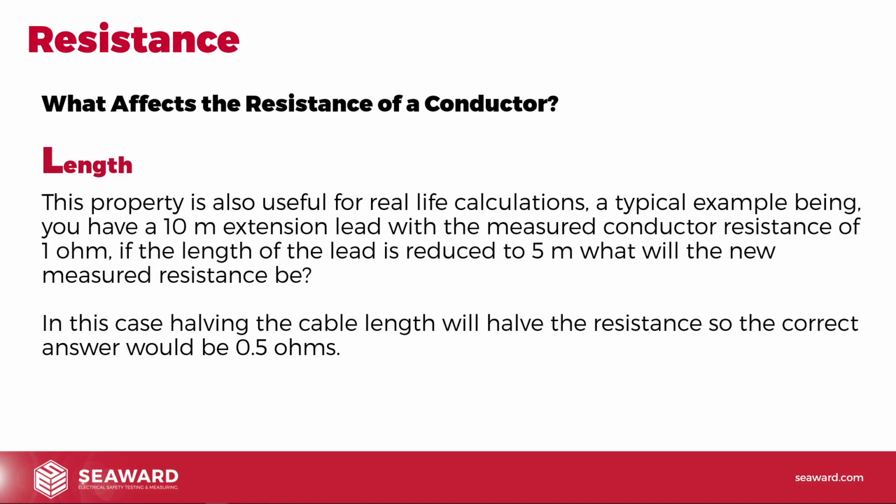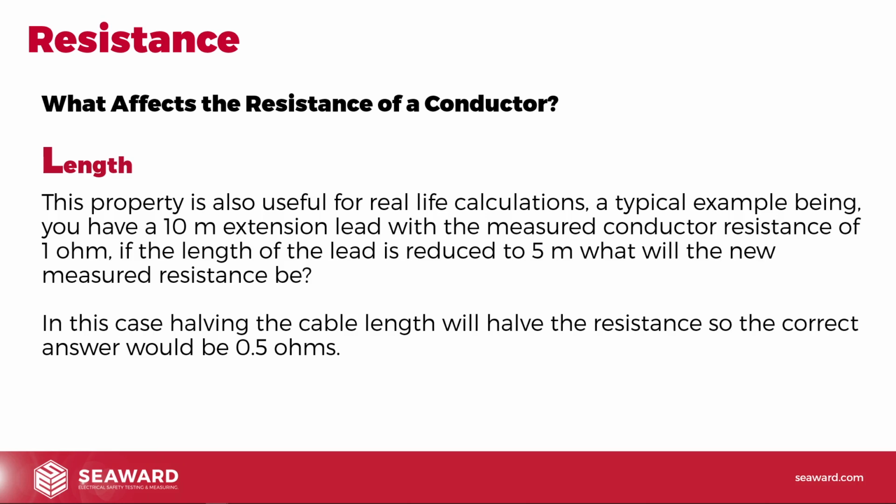So, length. This property is also useful for real-life calculations. A typical example: you have a 10 metre extension lead with a measured conductor resistance of 1 ohm. If the length of the lead is reduced to 5 metres, what will the new measured resistance be? Remember, if you halve the length, you halve the resistance. So we've gone from 10 metres to 5 metres. Halving the cable length will halve the resistance, so the correct answer would be 0.5 ohms.